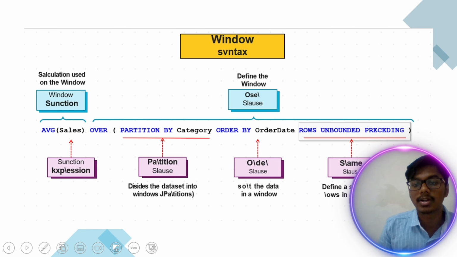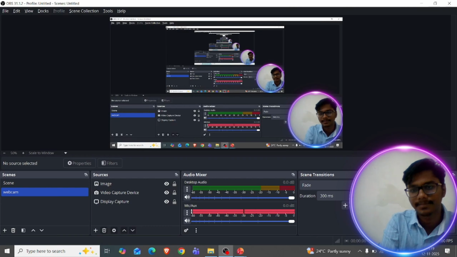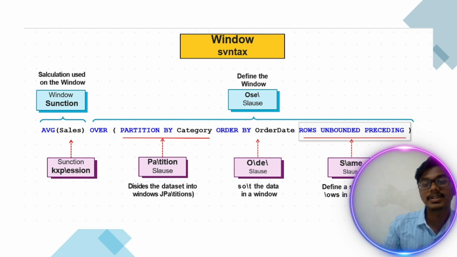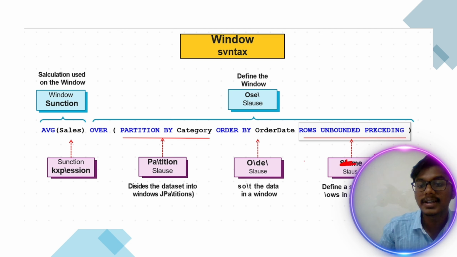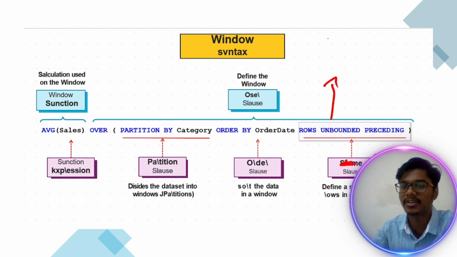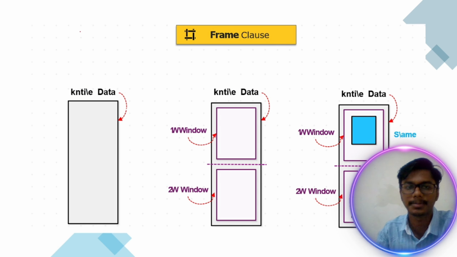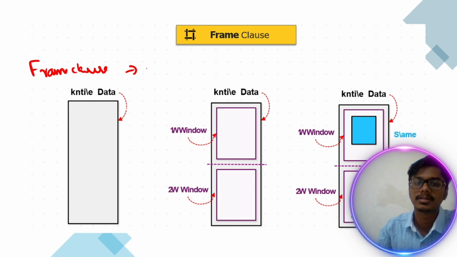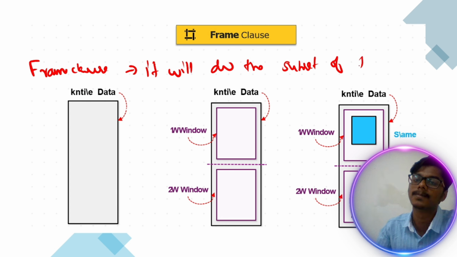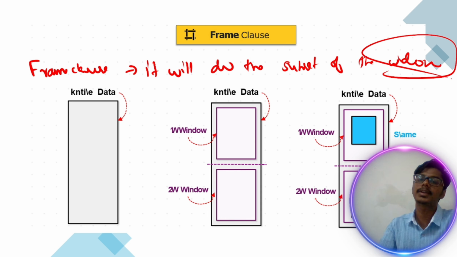So now let's get into rows unbounded preceding. Now let's dive into the third part of the over clause, that is called the frame clause. The frame clause divides the subset of rows into windows. That's the main intuition of the frame clause.